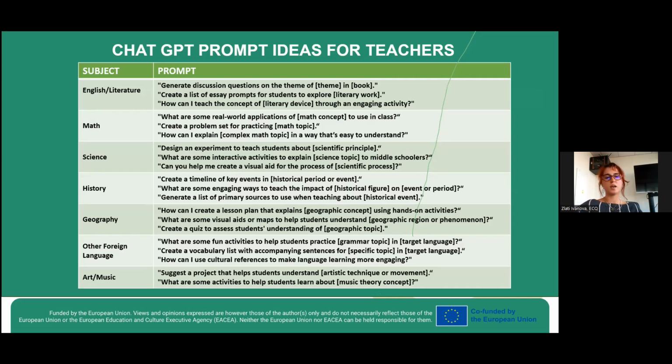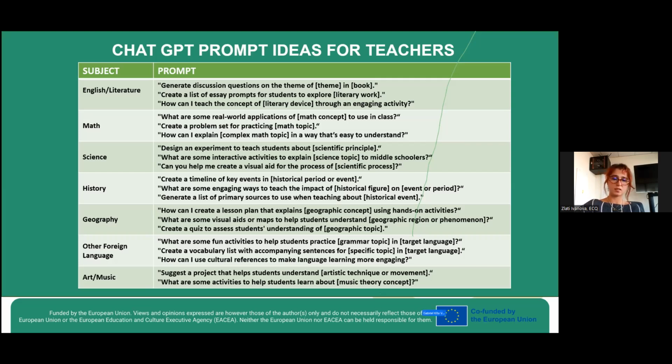So for example, if you're teaching English or literature, you can ask the chat, how can I teach the concept of a certain literary device through an engaging activity, and they can give you ideas on that. Or maybe how can I create a list of essay prompts for students to explore a certain literary work. When it comes to math, you can actually ask them to create mathematical problems to explore a certain math topic. Or you can ask them, how can I explain a certain math topic in a way that is easy to understand?